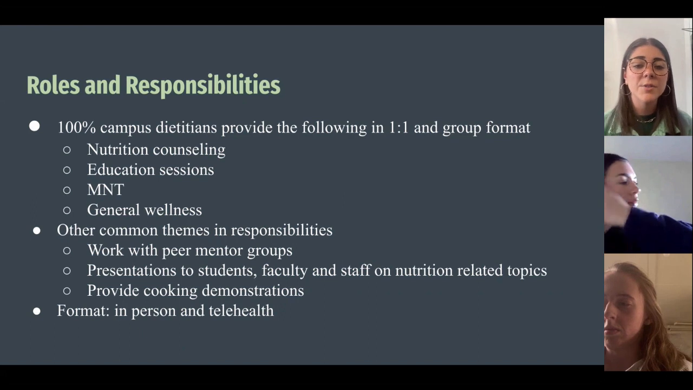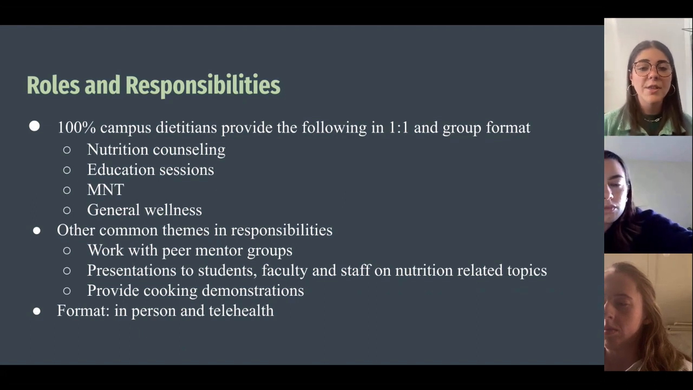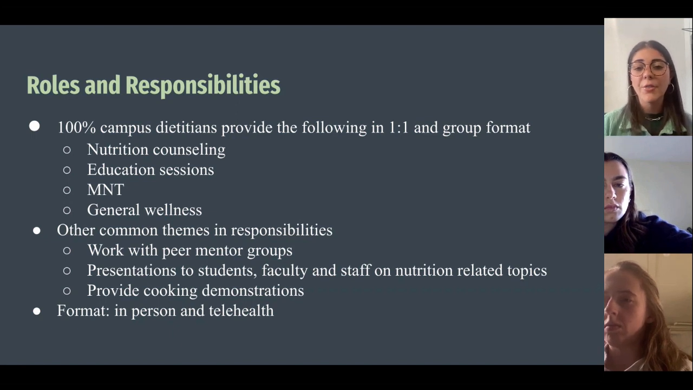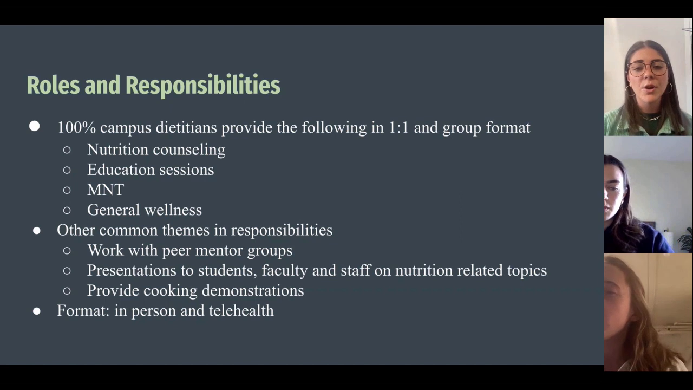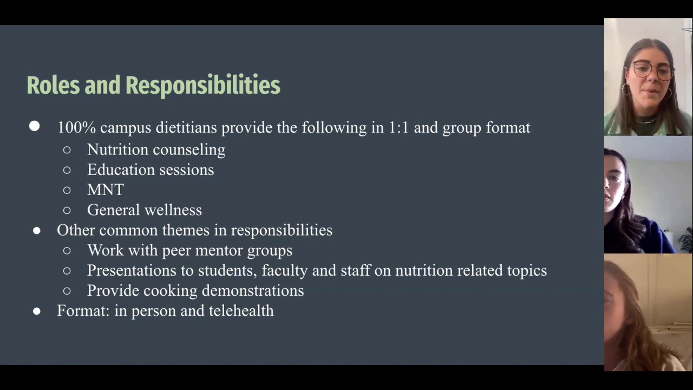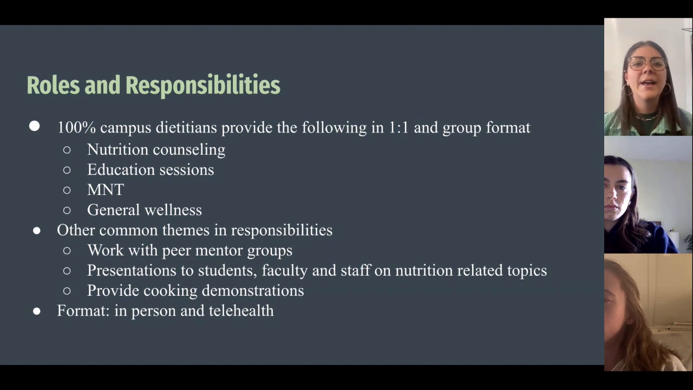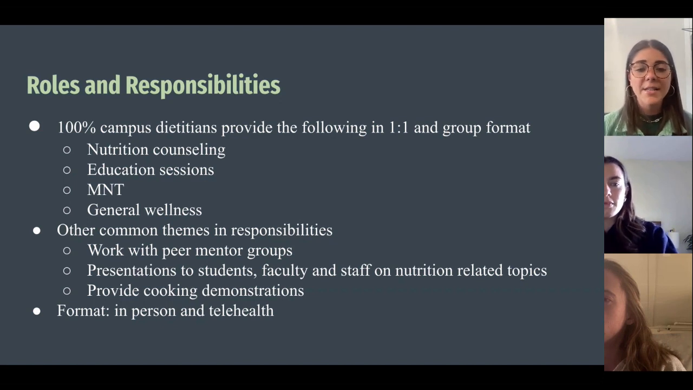Some other common themes in their responsibilities. So one dietitian mentioned that they worked with peer mentor groups. I believe one was an education peer mentor group, and the other was working with an eating disorder group or eating awareness group. And then a majority of them work towards giving presentations to students, faculty, and staff on nutrition related topics. There were a lot of really cool topics that they went through. I think one was nutrition and social media, and there are a lot of other presentations that they were conducting that would be great for maybe Metropolitan State University to potentially use moving forward. And then one campus dietitian provided cooking demonstrations on campus.